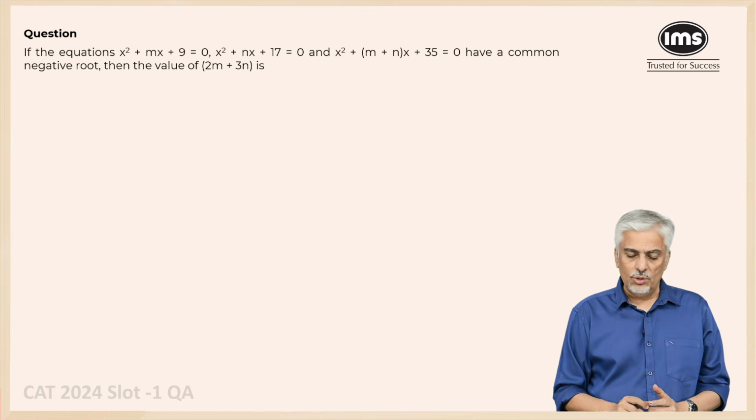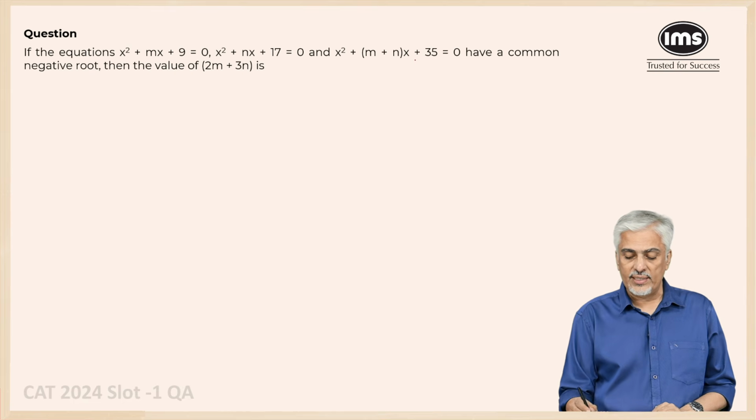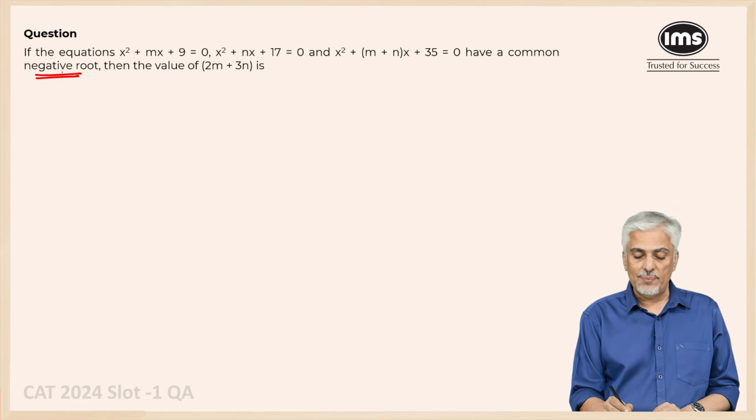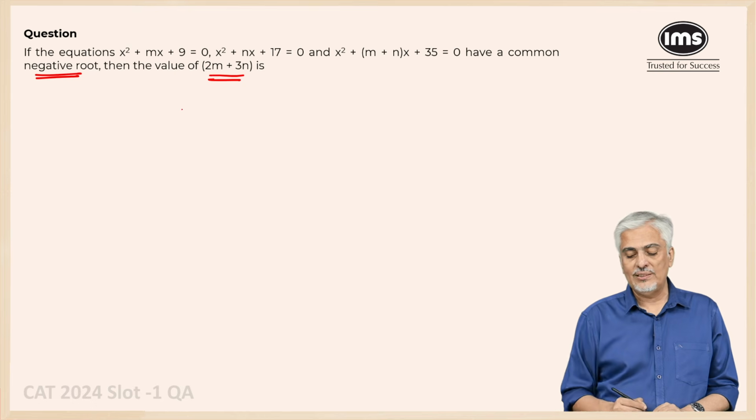Next question, the initial data, the way it was given to us, the question was a little bit difficult. They have told us these 3 quadratic equations have one common root, one common negative root. That means one of the values of x is negative and that is common for all 3 of them. We need to find the value of 2m plus 3n.